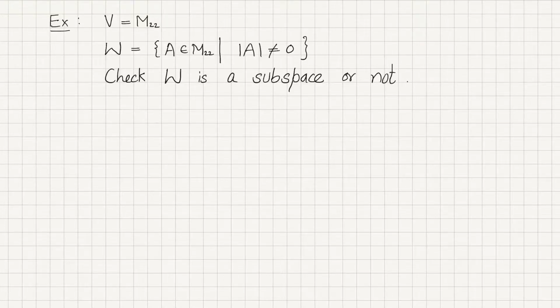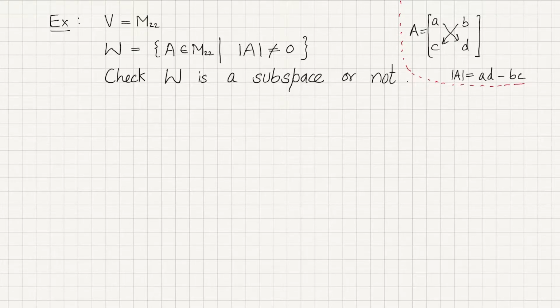So you know that if you have a 2 by 2 matrix A with entries A, B, C and D, then the determinant of A is AD minus BC. So this is the determinant. We have already discussed it. If you want, you can check this video. Now we have to check whether the collection of all matrices in M22 which have a non-zero determinant is a subspace or not.